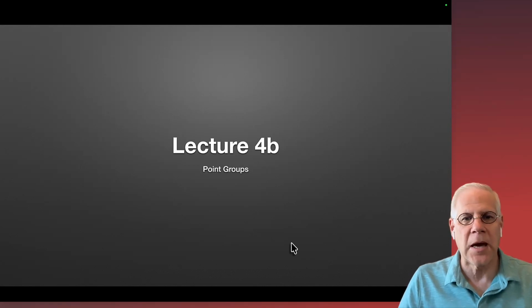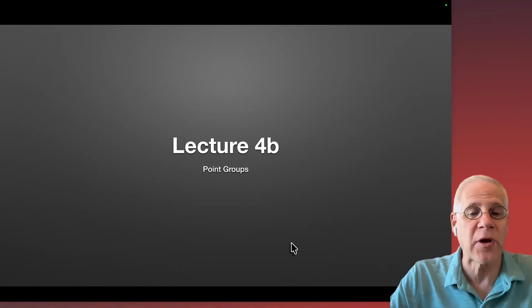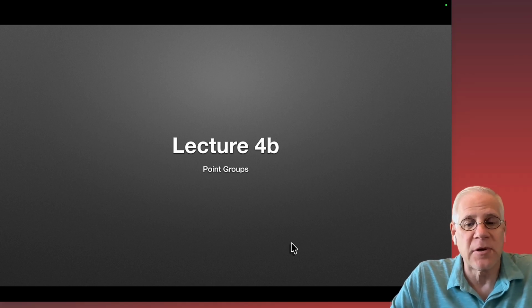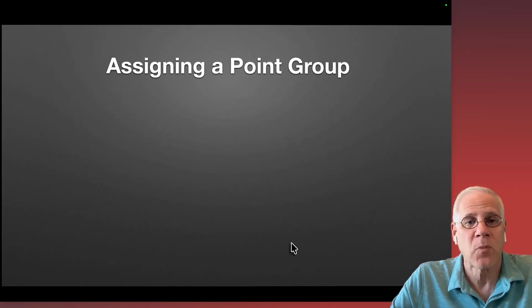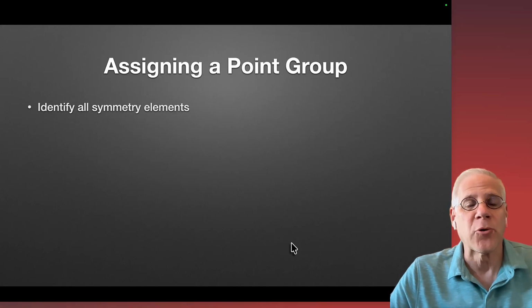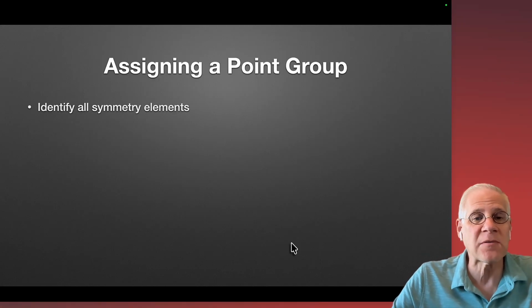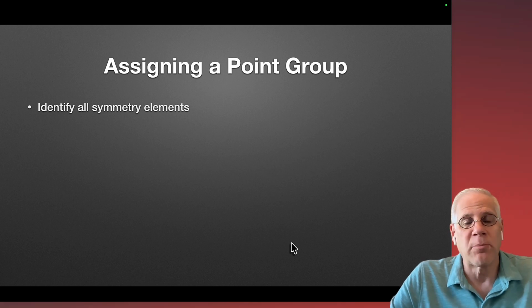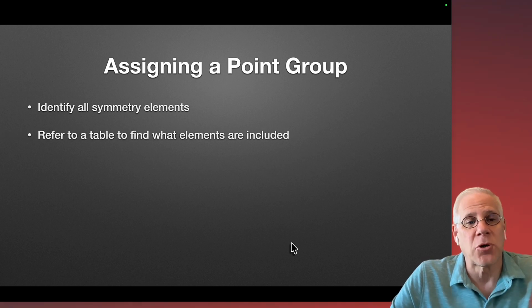So let's take a look at how we can do point groups. How can we assign point groups looking at these symmetry elements that we just learned about in lecture 4A. When we're assigning a point group, one of the things that we need to do is to identify all the symmetry elements within that molecule, but we'll do so in a flow chart.